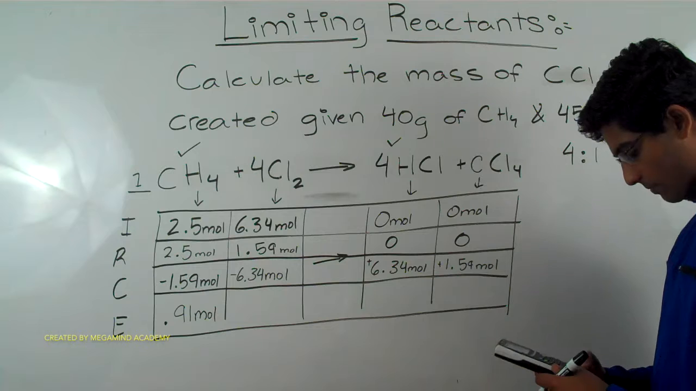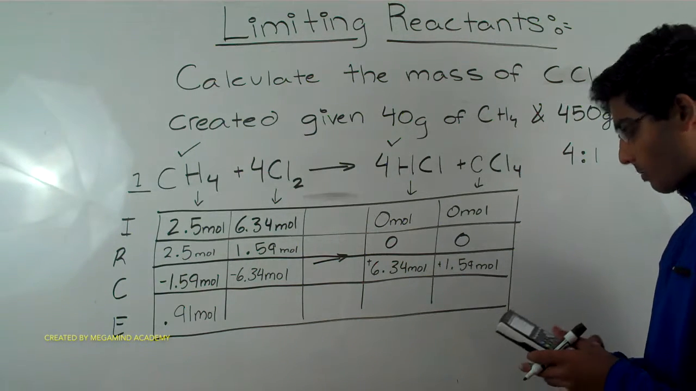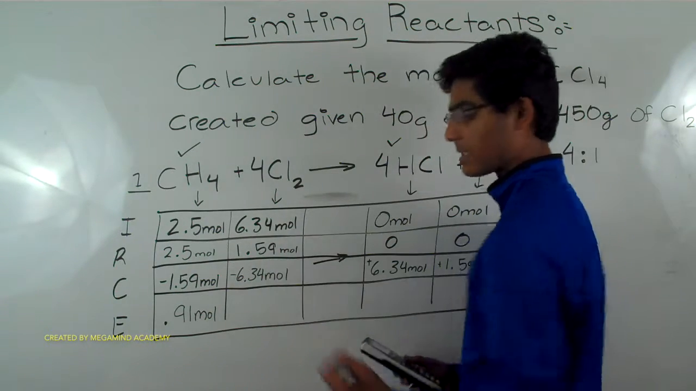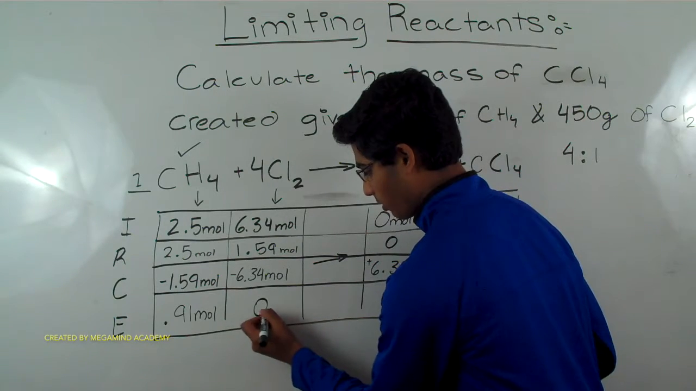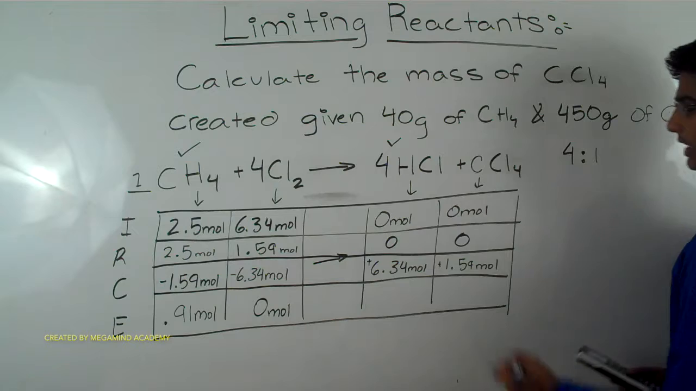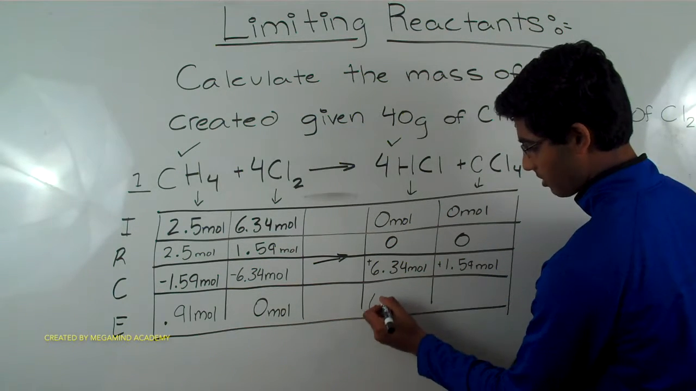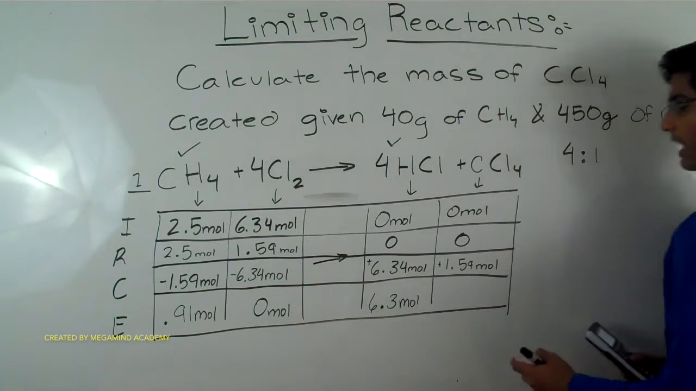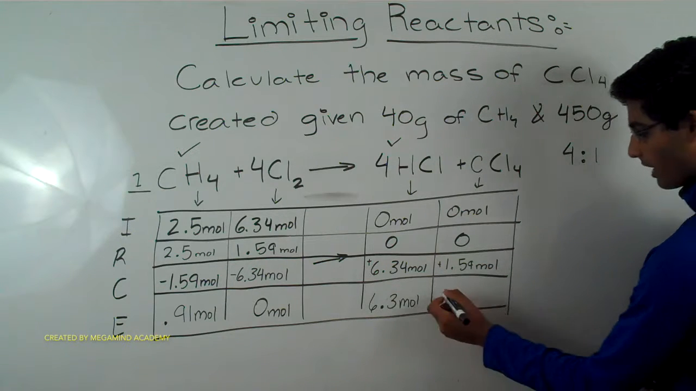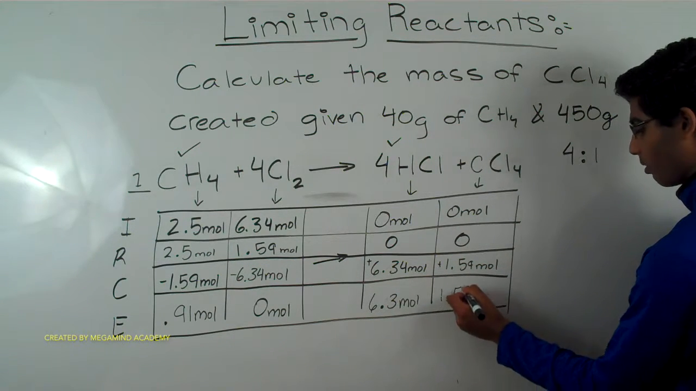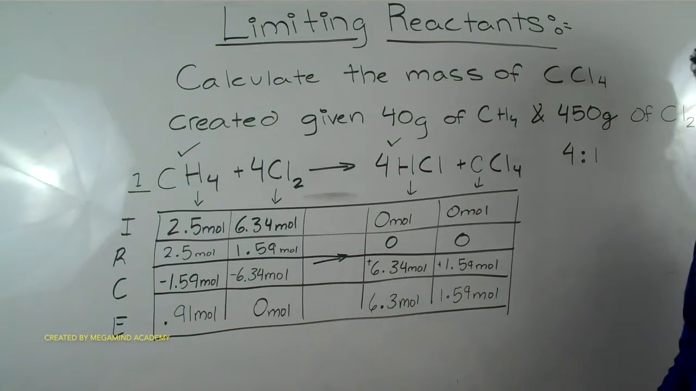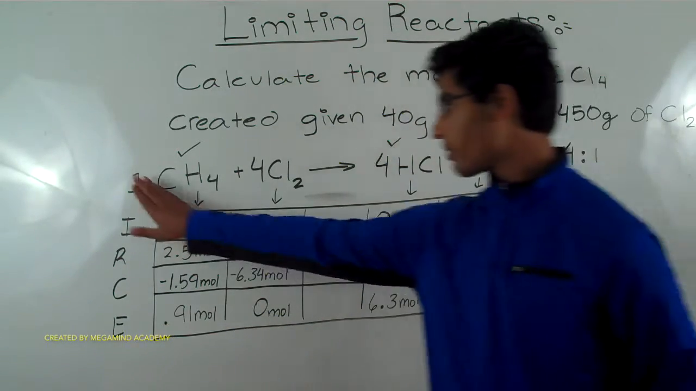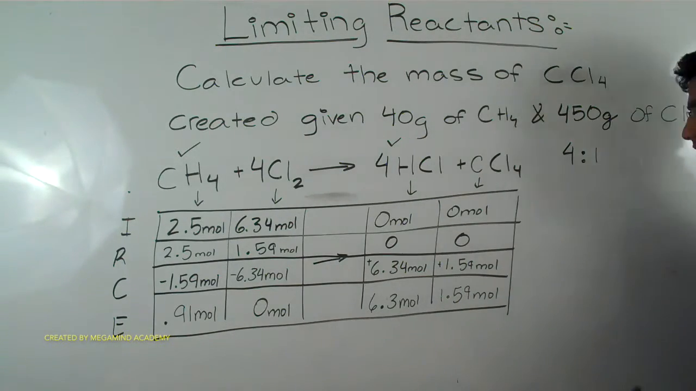We have 6.34 minus 6.34, which is equal to 0 moles. You have 0 moles plus 6.34 moles, which is equal to 6.34 moles. And then you have 0 moles plus 1.59 moles, which is 1.59 moles. So what we get from this last column is that we have 0.91 moles of this first reactant remaining, and that we've created this many moles of the other ones.